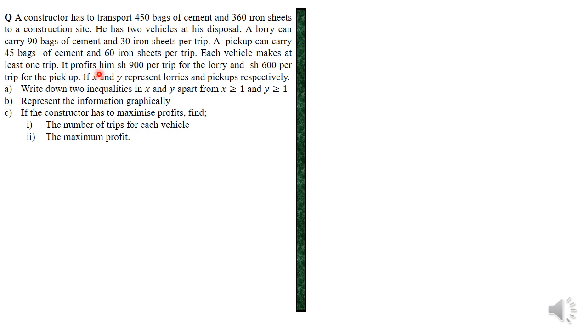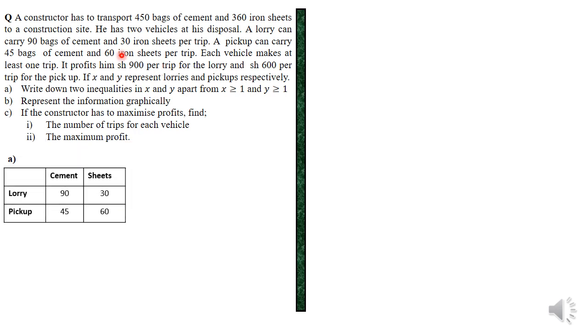It profits him 900 shillings per trip for the lorry and 600 shillings per trip for the pickup. If X and Y represent the lorries and pickups respectively, write down two inequalities in X and Y, apart from X is greater than or equal to 1 and Y is greater than or equal to 1. Again, represent the information graphically. If the contractor has to maximize profits, find the number of trips for each vehicle and the maximum profit. Let's begin with A.